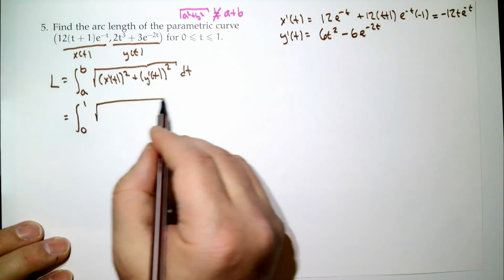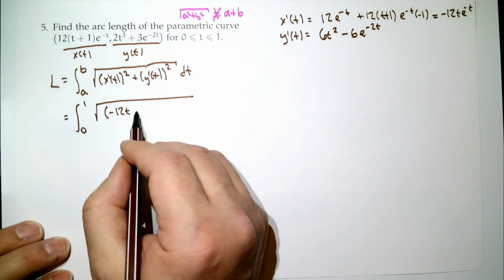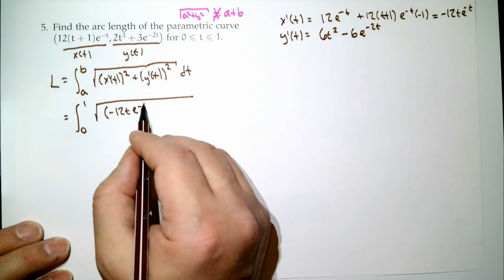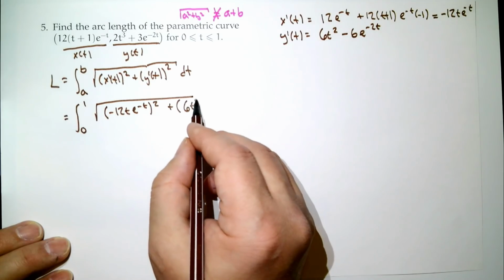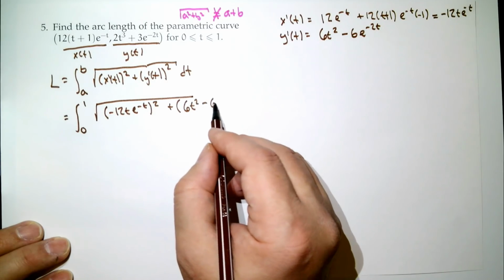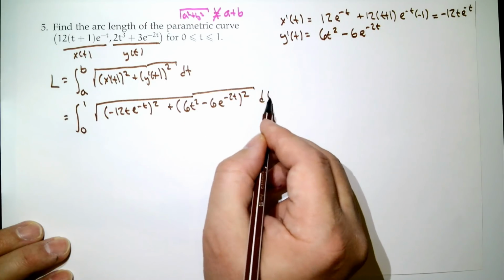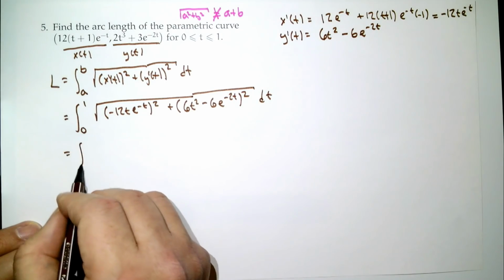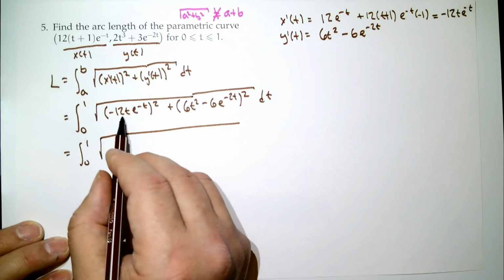So, here we go. Square the first term: minus 12t e to the minus t squared. Plus, square the second term: 6t squared minus 6 e to the minus 2t squared. Now, here is where you want to be careful. So just be patient. Square each piece.